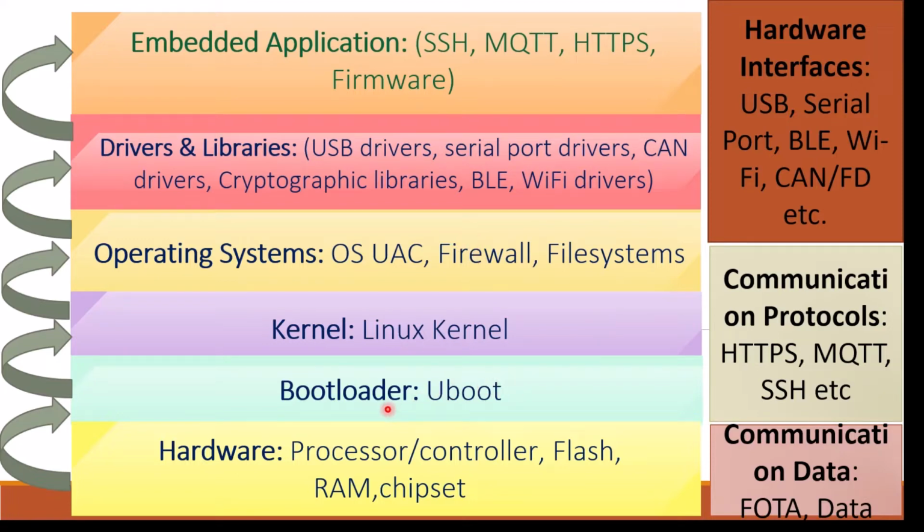So already we saw that generally in an embedded device we have the hardware layer, bootloader layer, kernel layer, operating system, drivers and libraries, and the embedded application. On top of that, hardware interfaces and communication protocols and communication workflows like firmware upgradation and data communication. So majorly these layers are there. For each layer we need to consider the security controls. That aspect we can discuss in this section.